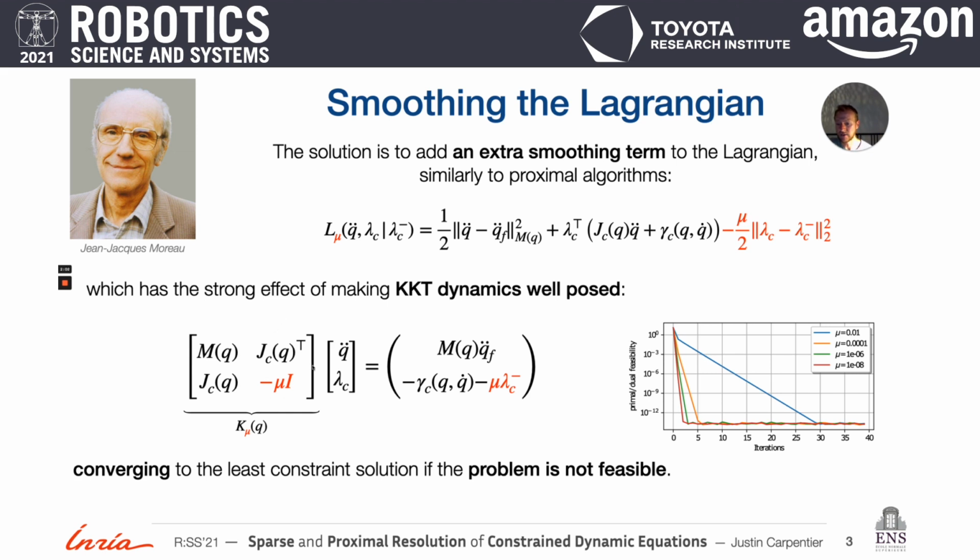This is particularly due to the fact that we have an extra term which makes the matrices always invertible. By iteratively solving this set of equations, one can show that the problem converges towards the original solution of the problem. In particular, it converges towards the least constraint solution if the problem is not feasible. One can adjust the rate of convergence of this iterative process by adjusting the value of mu, as depicted by this graph.